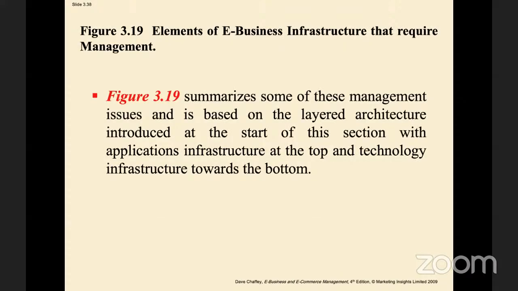Now, figure 3.19, elements of e-business infrastructure that require management. Figure 3.19 summarizes some of these management issues and is based on the layered architecture introduced at the start of this section, with application infrastructure at the top and technology infrastructure towards the bottom.